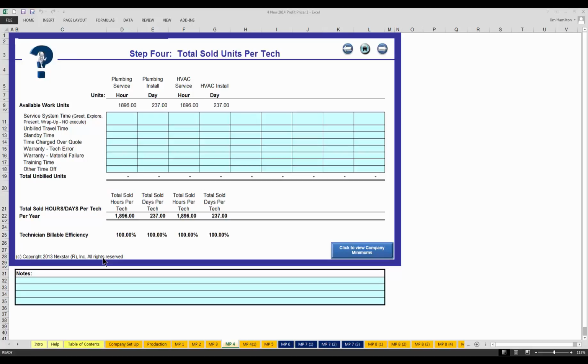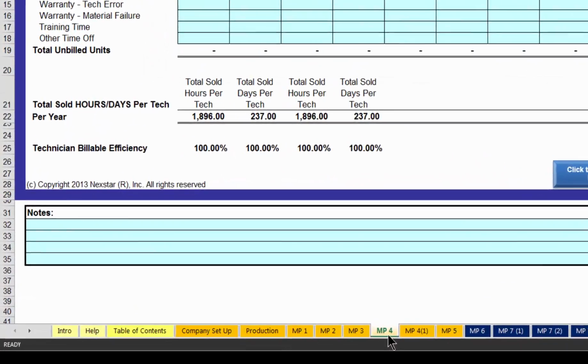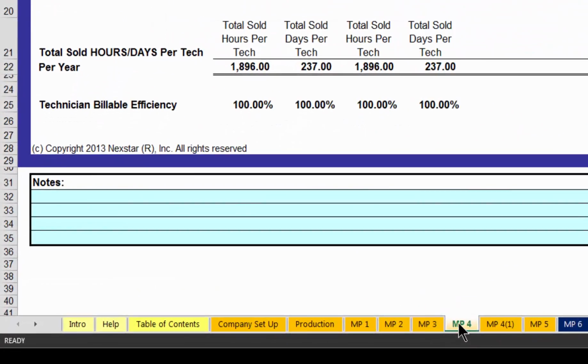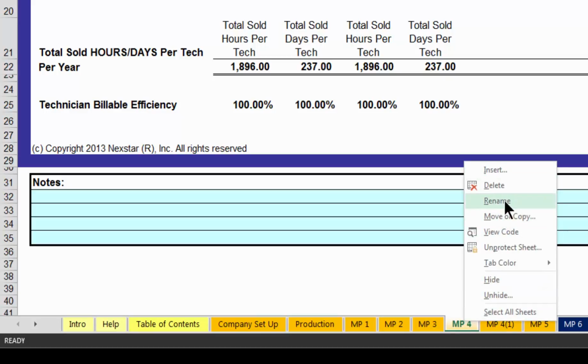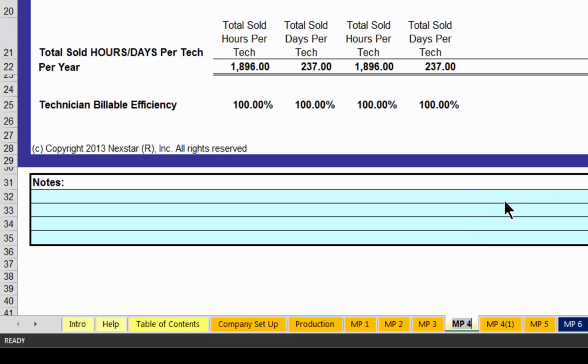And now we're going to jump into what is known as efficiency. So this is our efficiency tab. Our MP4 tab is efficiency, and I'm going to go ahead and just rename that efficiency if we can. And there we go. Efficiency.